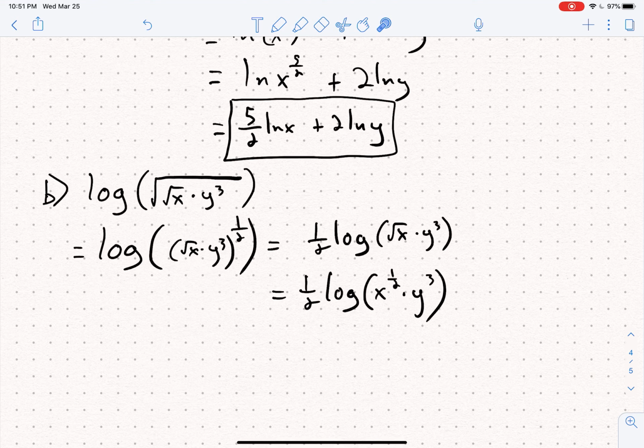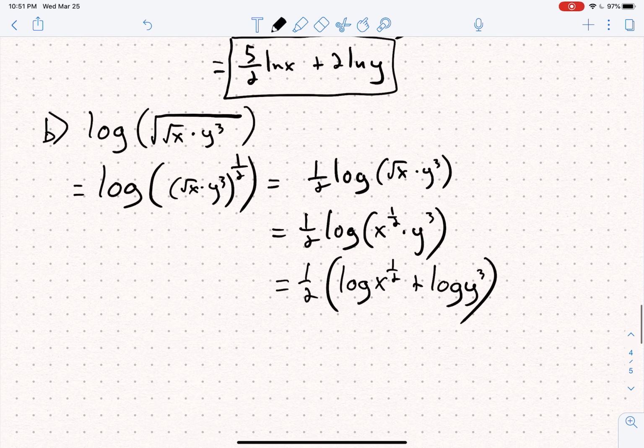A log of two things multiplied, we can split that up into two logs, a log of the first thing plus the log of the second thing. Now, careful, we have this 1/2 in front. It's multiplied by our original log. So when we split that original log up, we have to make sure that we keep that 1/2 multiplied by everything we replace the log with. So I'm going to make parentheses, 1/2 times, and then inside we're going to have a log of x to the 1/2 plus a log of y cubed.